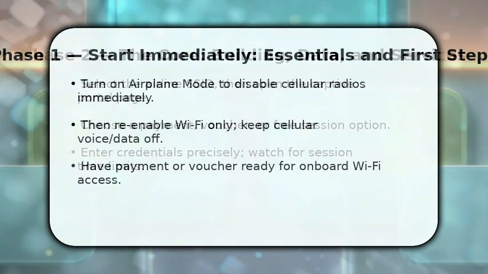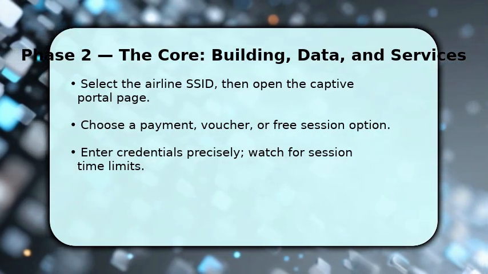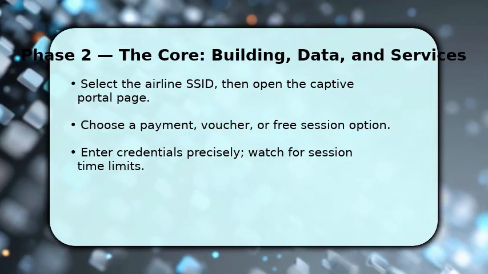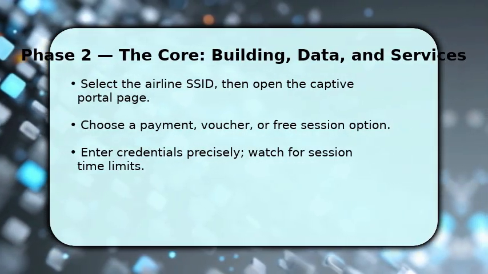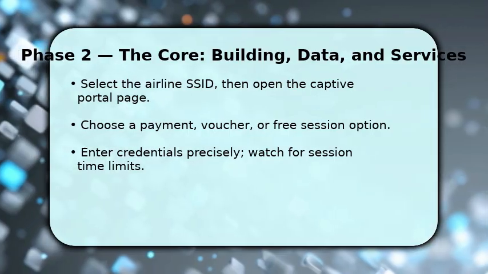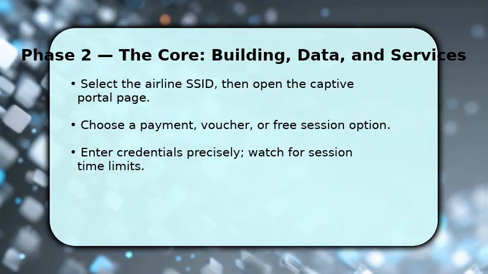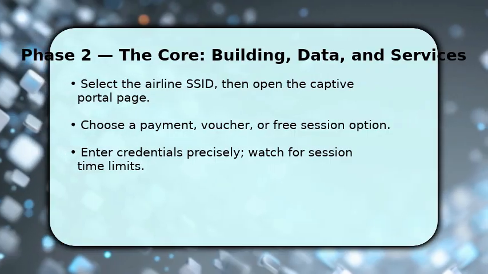Now select the aircraft network and wait for the captive portal to appear. If it doesn't, open your browser and load any page to force it. You'll see plans, free messaging, hourly or full flight access. Pick one, enter your voucher or card details, or log into the airline account.